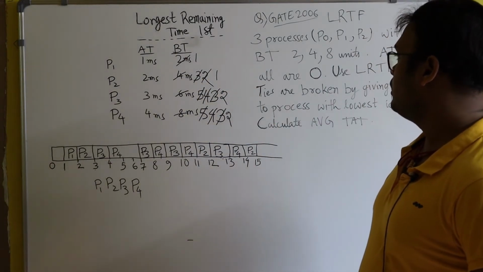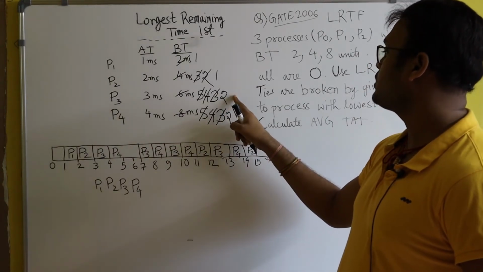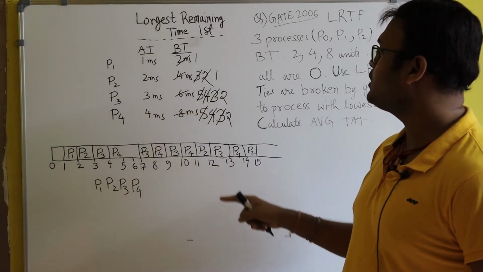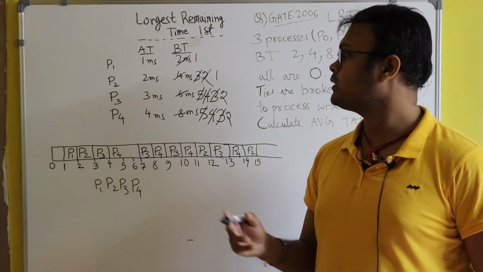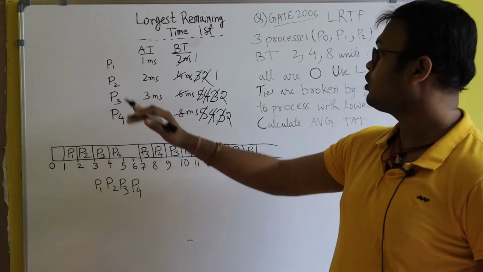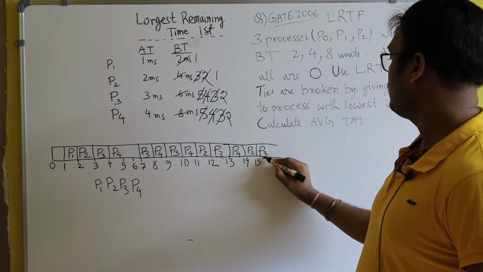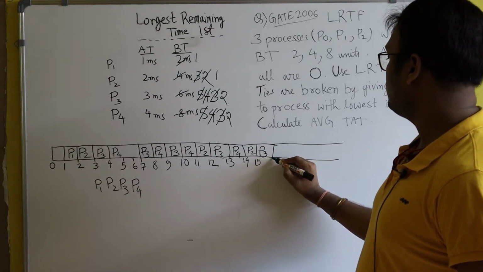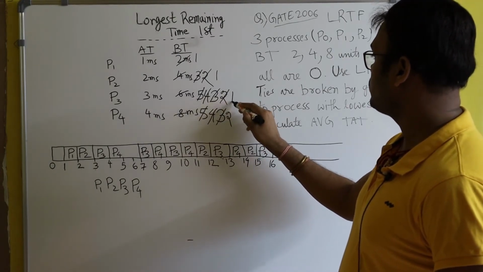Now you see, CPU will be given to process P3 because process P3 has the largest burst time. Although process P3 and P4 both have the largest burst time, in order to break the tie, CPU will be given to process P3. Okay, why? Because process P3 has lower process ID. So here I will write process P3. Okay, process P3 will run for 1 millisecond, 15 to 16. So now 1 millisecond is left for process P3.